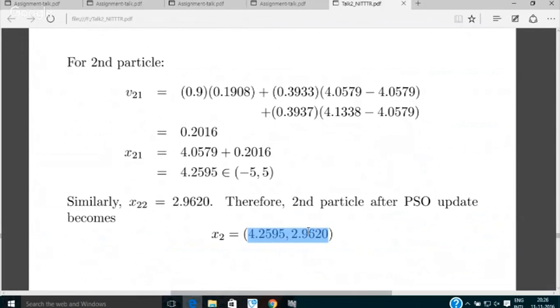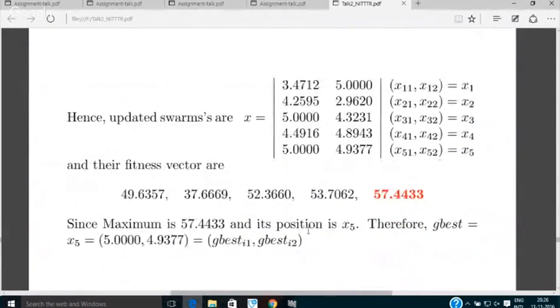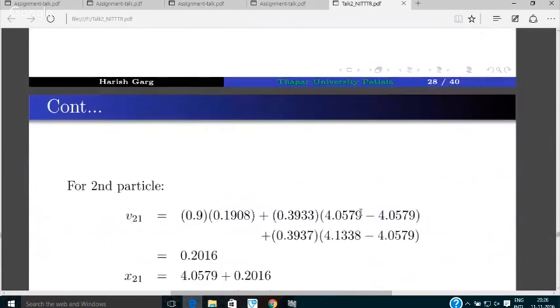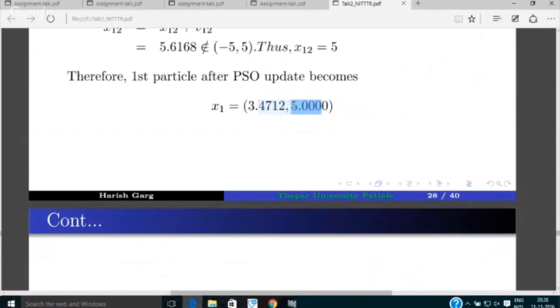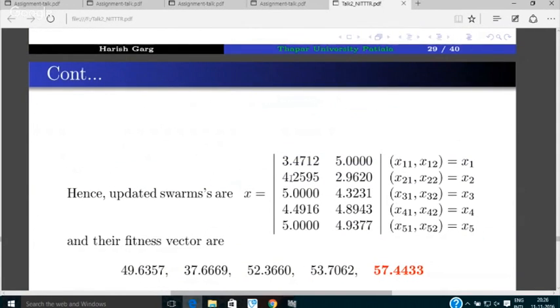Similarly for the third particle, because swarm size, the population size, is 5. This is for my second particle. Similarly for the third particle, the fourth, and so on. After that, my swarm particles are updated. Look at that: the first number 0.4712 and 5, this is the updated value. Now x2 is my new updated value. So my new number is this.